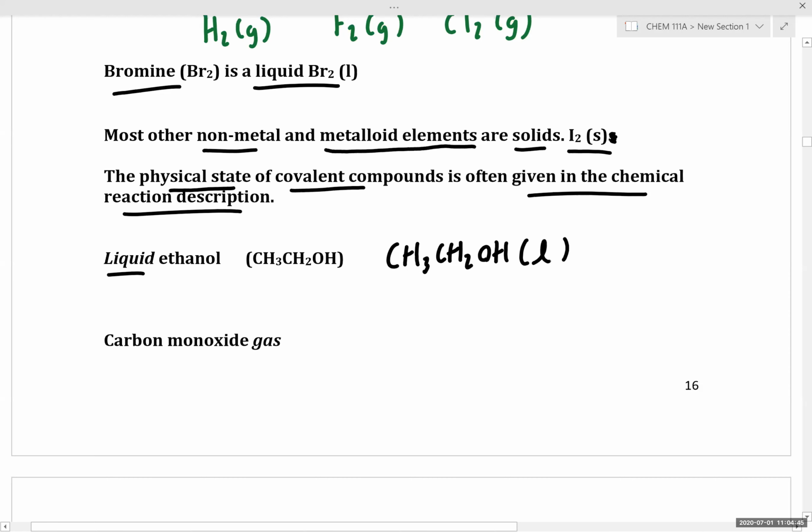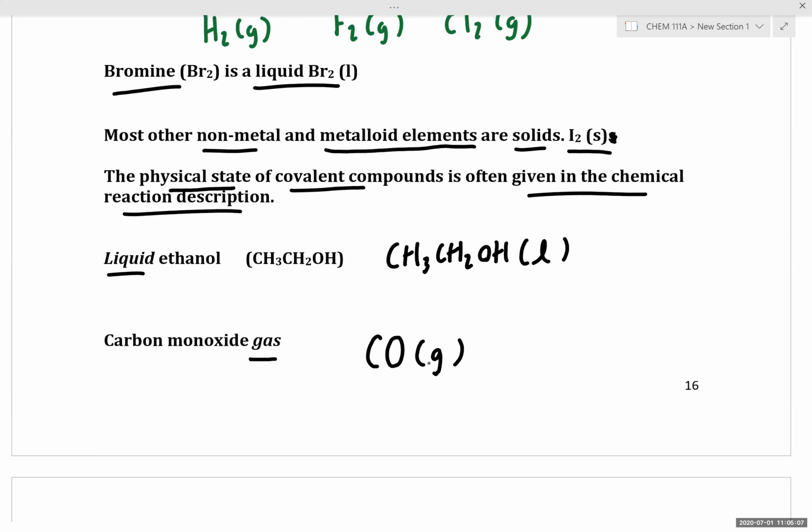Liquid, yep. Carbon monoxide gas, so carbon monoxide is CO. And what state symbol would I put if I have carbon monoxide gas? Gas, yep. So not too bad.